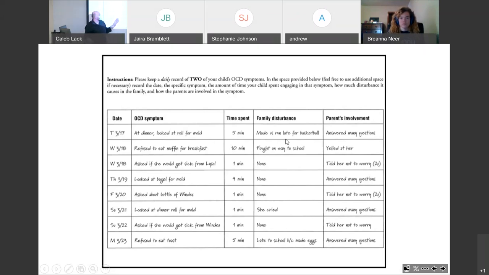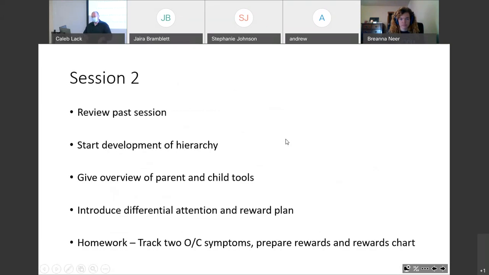So for this first week, we keep track of these symptoms, and start having them more focused on that, more thinking about what's going on. Questions about that first session? Okay. This is not very different from what we'll be doing in most first sessions of most evidence-based treatments. Pretty similar sort of protocol.